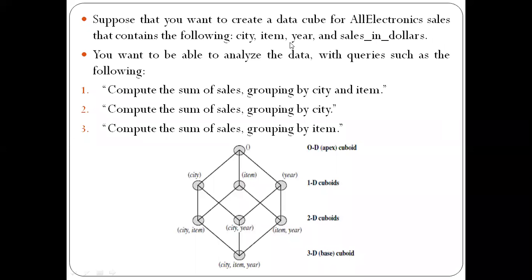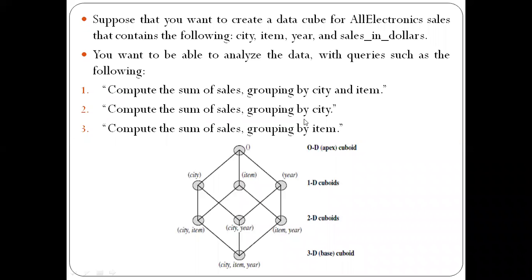After creating this data cube, you want to analyze the data using these queries. That is, you want to compute the sum of sales by grouping the data with respect to 2 dimensions, city and item. The second operation is to compute the sum of sales by grouping the data with respect to city. And the third operation is to compute the sum of sales with respect to item. So don't bother much here. You just try to understand what this data cube is, and how it will be helpful for us to analyze the data.